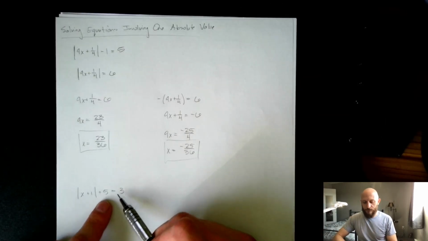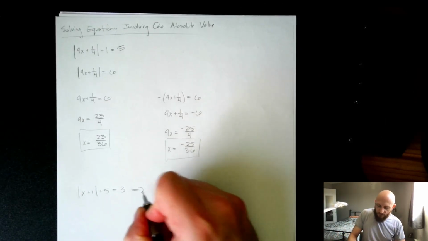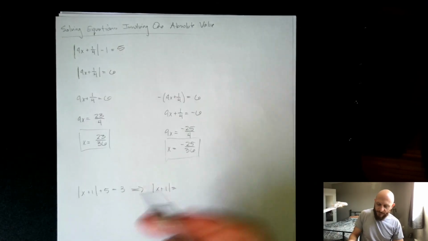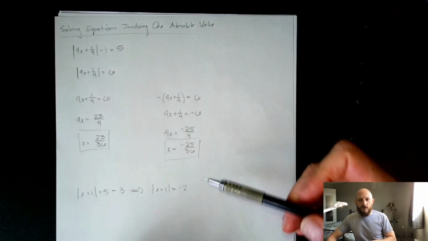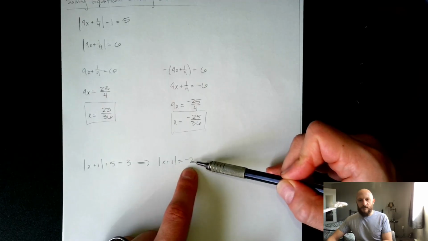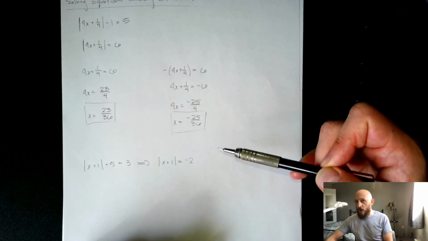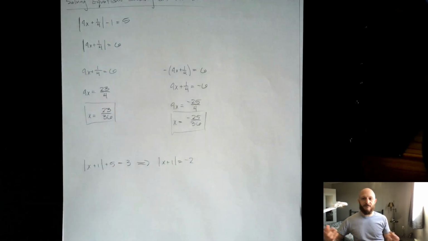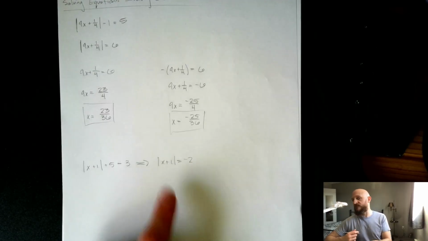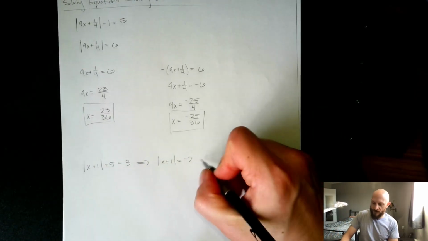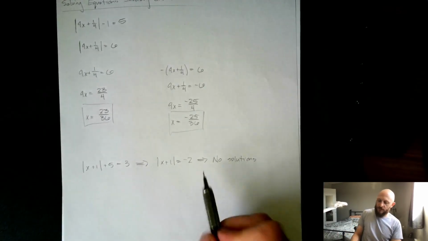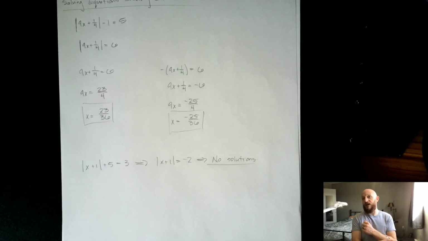So on this one, if we solve for the absolute value term first, we get the absolute value of x plus 1 equals 3 minus 5, which is negative 2. Once you get to this step, if you see the absolute value equals something negative, you're already done. You don't need to solve any further, because all you have to say is there are no solutions. It's not possible for the absolute value to produce something less than 0. So you can just say, yep, no solutions. Boom, done. Hopefully that saves you some time on the homework or the exam.